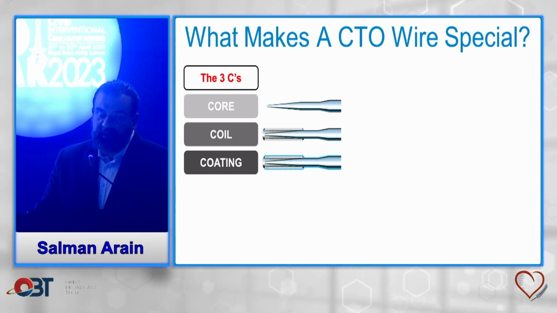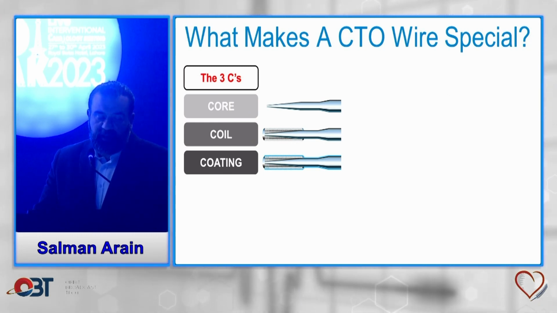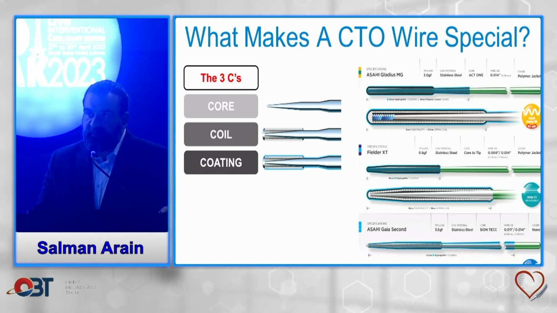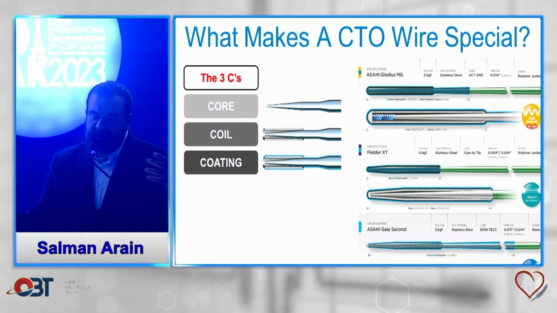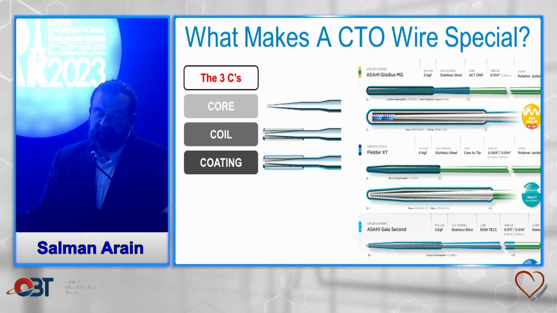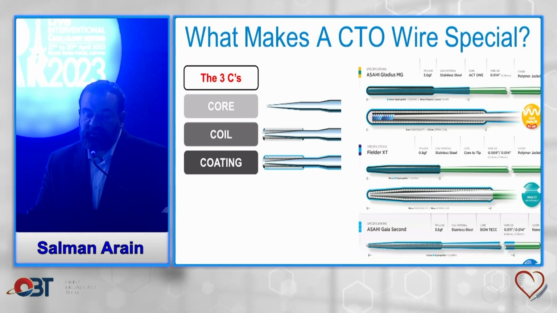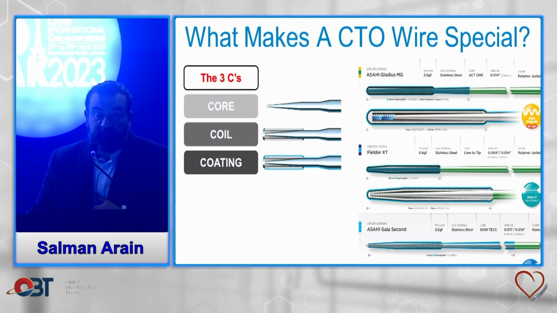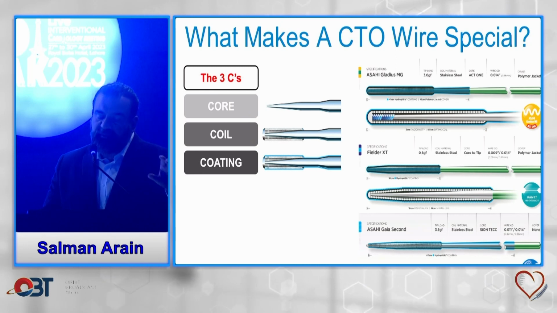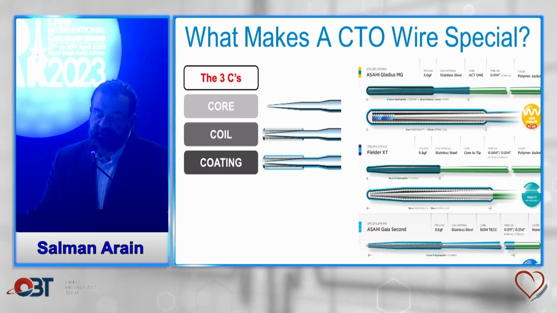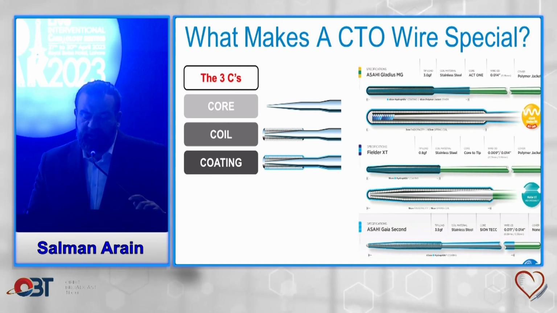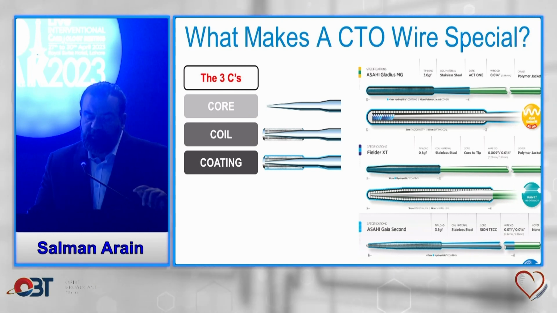So what makes a CTO wire special? There are 3 C's of any wire. There's a core, there's a coil, and then there's a coating. These are 3 of my favorite wires. I'll give you my personal list in a second. But you've got the Gladius Mongo or the Gladius MG. That you can see the tip load is 3 grams. It's stainless steel. Below that is the Fielder XT. It's hydrophilic. It's got a jacket. It's got a slightly different tip, as you can see, stainless steel also, but much lower tip load. And then Asahi Gaia Second, which we use quite a bit, which is 3.5 grams.